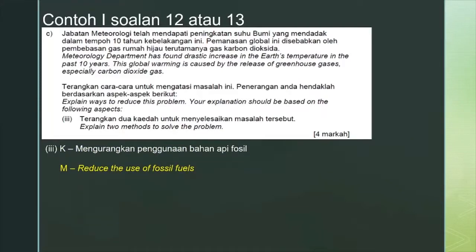Alright, so just now I already said one method will be given 2 marks. Satu kaedah akan diberi 2 markah. So bagaimanakah pembahagian 2 markah? 1 markah diberi kepada kaedah dia. Apakah kaedah yang digunakan? Apakah nama kaedah itu? What is the method that you will be using? So kaedah yang kita gunakan di sini, jawapan pertama, mengurangkan penggunaan bahan api fosil. The first method, reduce the use of fossil fuels.